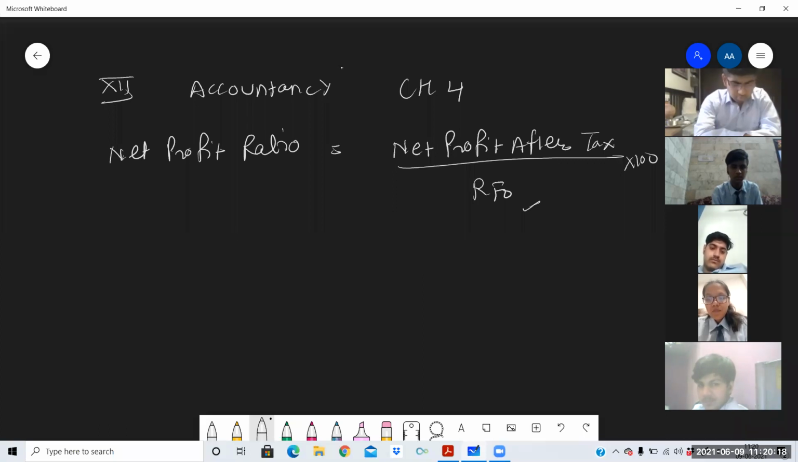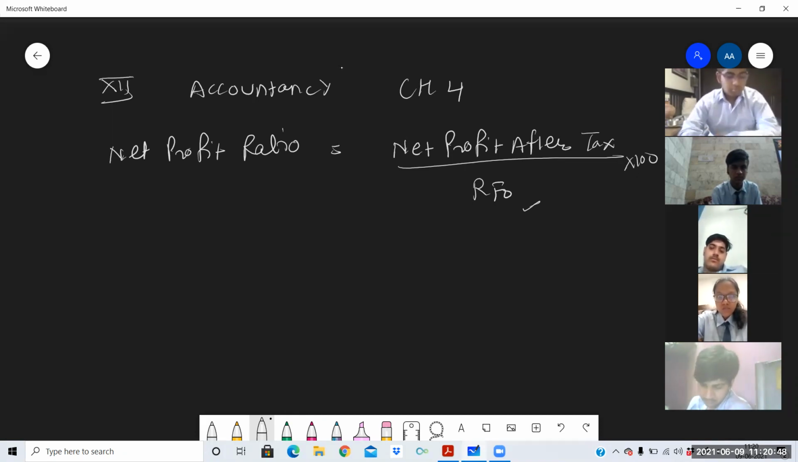As this is the net profit ratio, the numerator will be net profit. If it is gross profit ratio, then the numerator will be gross profit. And if it is operating profit ratio, then the numerator will be operating profit. So it's very simple to learn all the formulas if you are finding the interconnection between the different ratios. RFO is the common variable, and the profit numerator changes as per the name of the ratio.